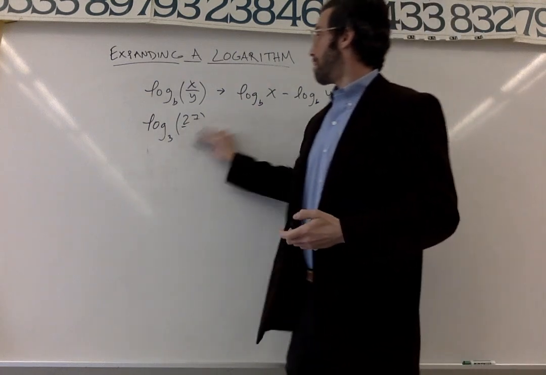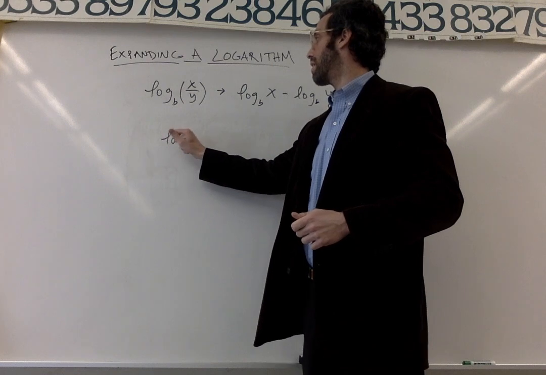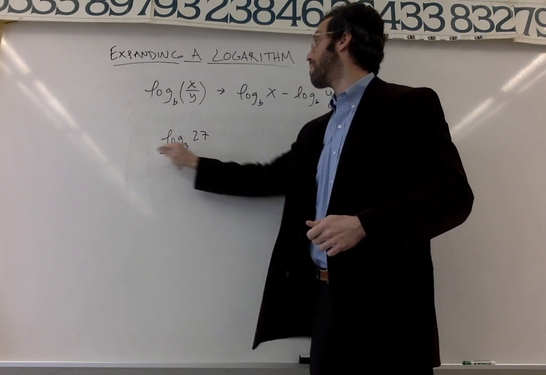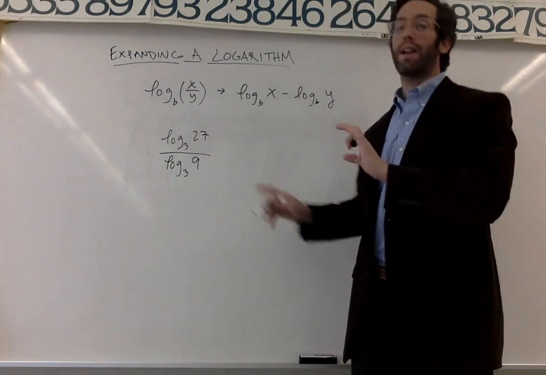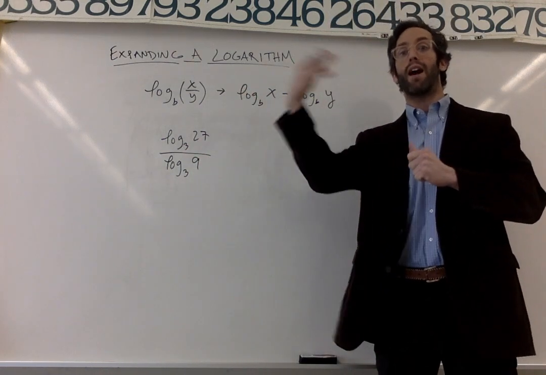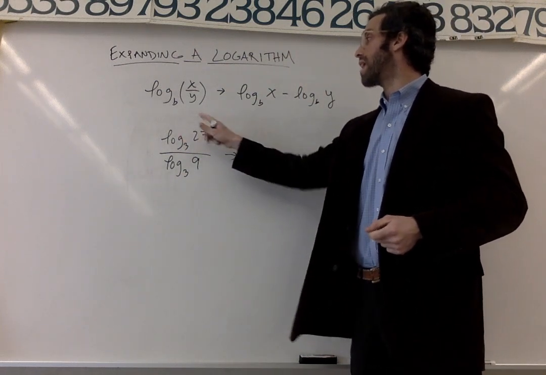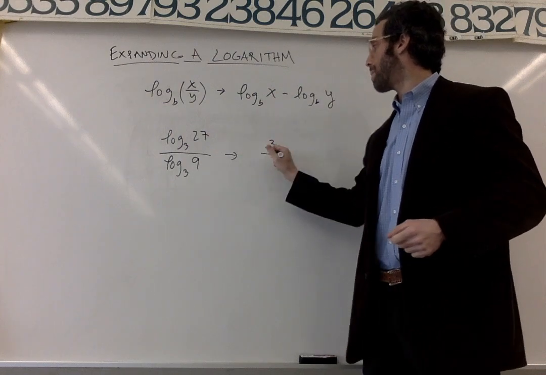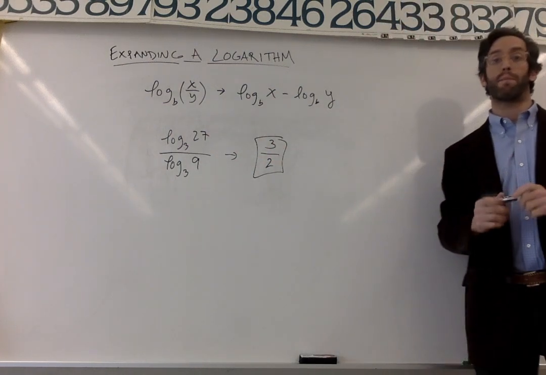A mistake some people make would be if you have the problem log base 3 of 27 divided by log base 3 of 9. This, we cannot apply this rule, all right? We don't have division only in the argument. We have a log divided by another log. So this one we would have to do just by evaluating the top and the bottom separately, and the answer is just 3/2, okay? So there's no other way to do that problem.